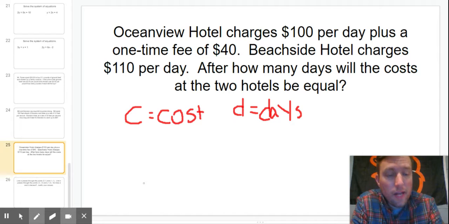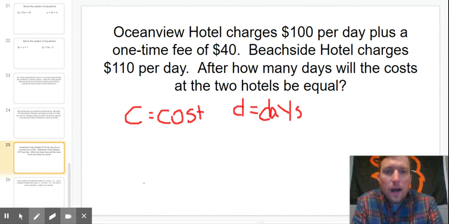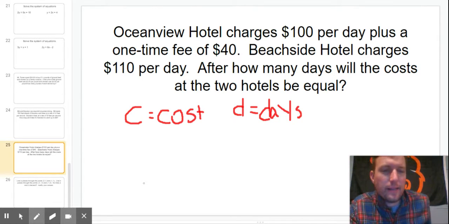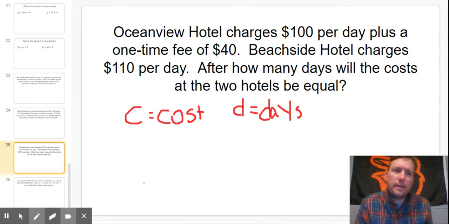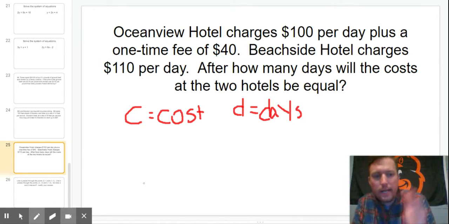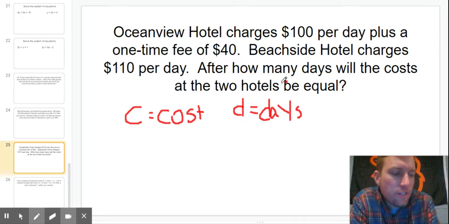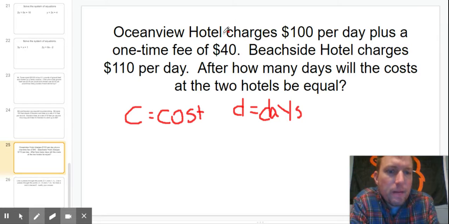hotels. Now, this is a real life problem because this happens all the time. When you make a decision with your money and what you want to spend it on, you can use math to help you make these decisions. Is it a better deal to stay at Ocean View or a better deal to stay at Beachside? After a certain number of days, it starts making more sense to pick one hotel over the other if everything else is equal. So I have 2 variables. C is for cost, D is for days. Now I can use those and the information in my problem to write equations.